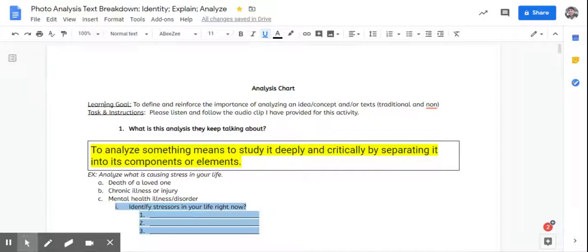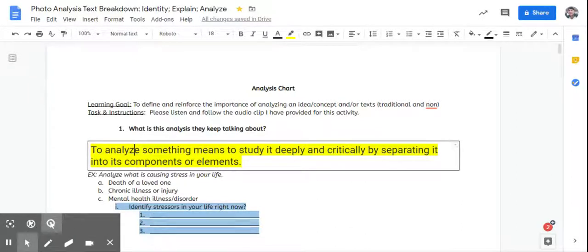Anyway, so highlighted in yellow. To analyze something means to study it deeply and critically by separating it into its components or elements. In other words, it is taking parts of something and breaking it down, looking at it closely, almost taking a microscope and looking through a particular lens. So, what I'd like you to do is just pause right now and read the definition to yourself and just internalize what it is saying.